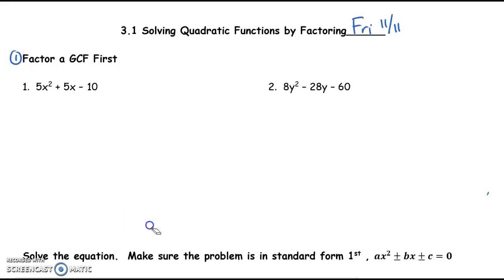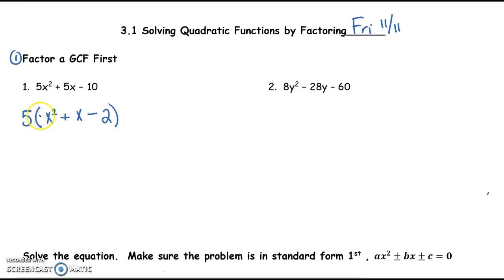What do these two terms have in common? 5. We can divide all of these terms by 5. 5x squared divided by 5 is x squared. 5x divided by 5 is x. And negative 10 divided by 5 is negative 2. Now we can kind of ignore the 5. We can be like, oh, hey, 5, how you doing? You just chill there for a minute while I factor the other stuff, and we'll talk to you later.